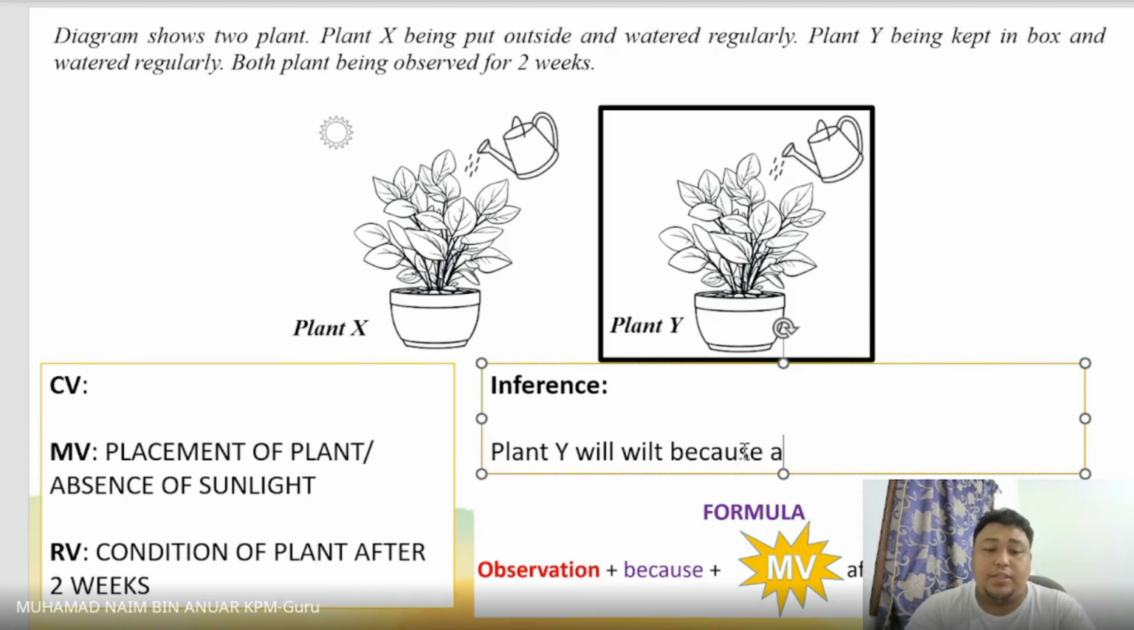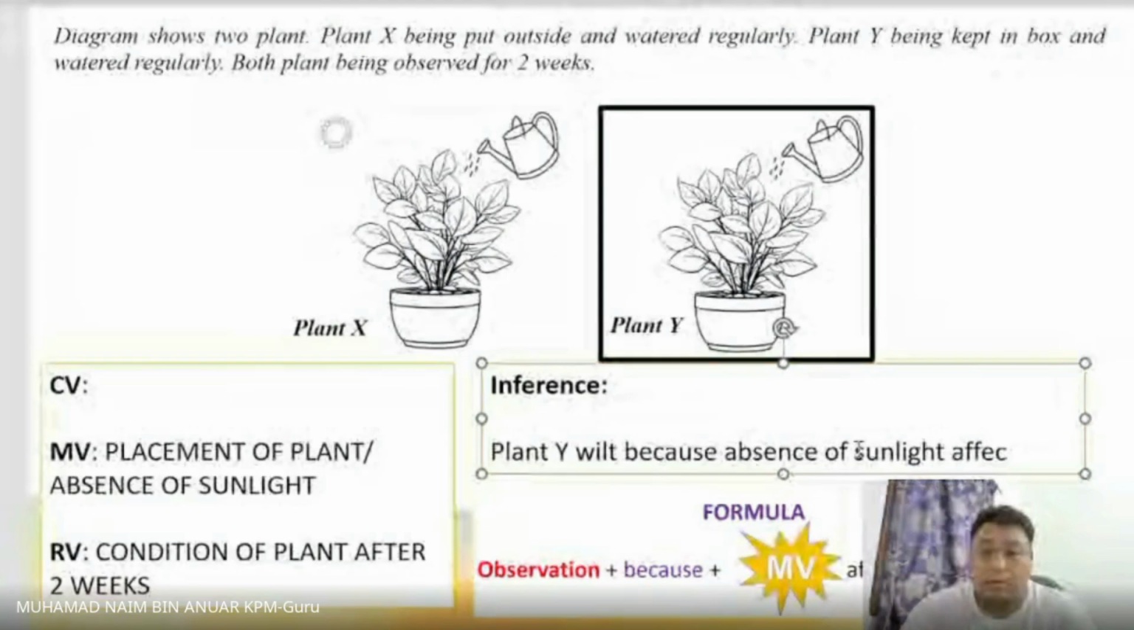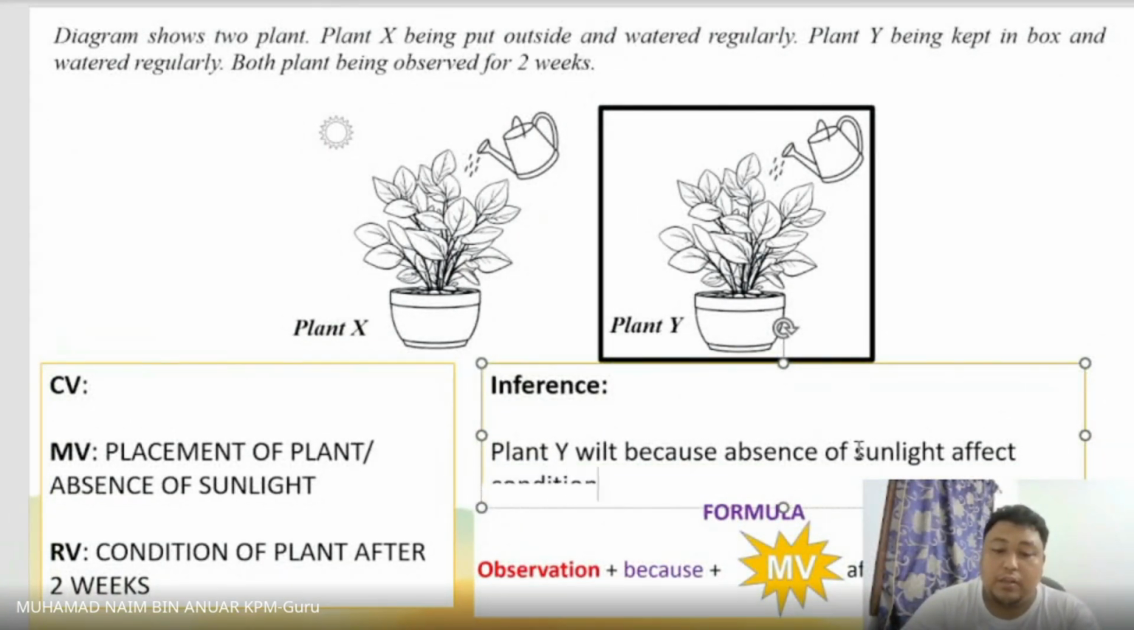Okay, so you write, because what is MV? You can write absence of sunlight. Oh, sorry, the plant, just write the plant Y. No need to write will. Okay, the plant Y will, because the absence of sunlight affect RV. What is RV? Affect or effect? Condition of plant after 2 weeks.